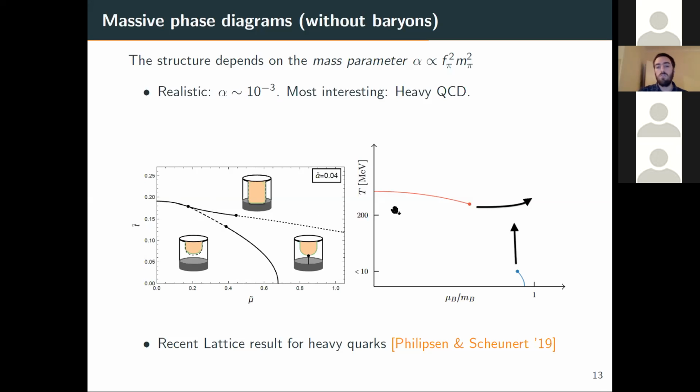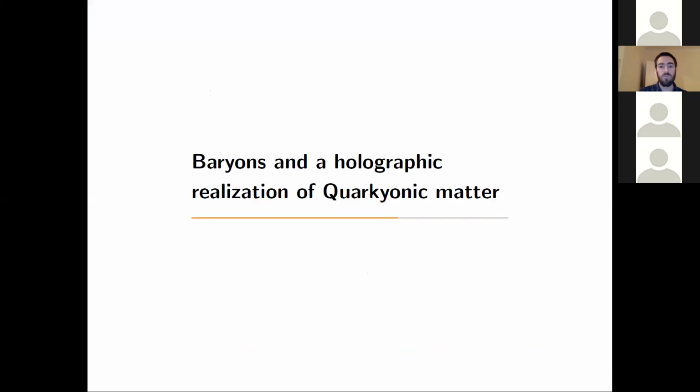And so you see these two phase diagrams are really analogous in some sense, but again, this is only an analogy, and it would be nice to make it even more precise. So let's go to the last part of the talk. Let's include the interesting stuff. Let's include baryons and what we call the holographic realization of quarkyonic matter.